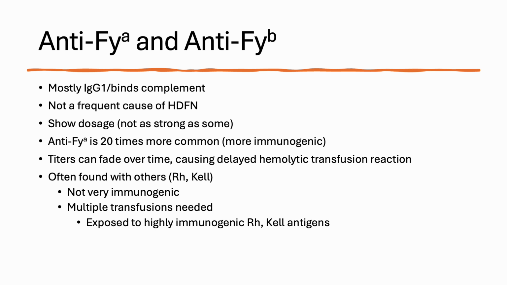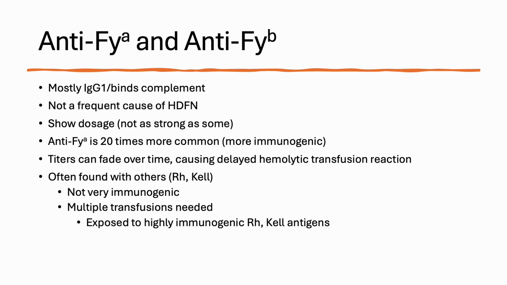So the antibodies to the Duffy A and Duffy B antigens are mostly IgG. They can bind complement, and although they're capable of crossing the placenta, they're not a common cause of HDFN. Anti-Duffy A is much more common than anti-Duffy B. As a matter of fact, it's 20 times more than Duffy B, and it's also much more immunogenic.